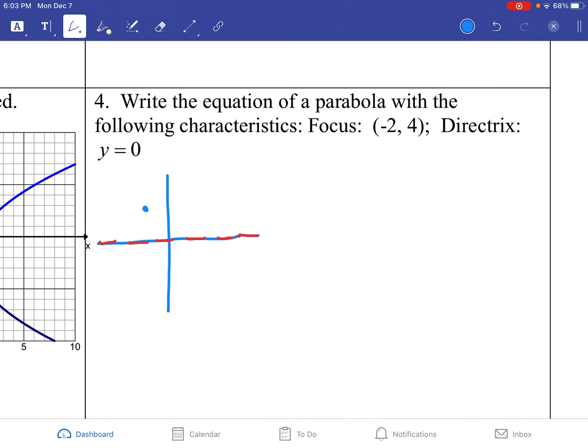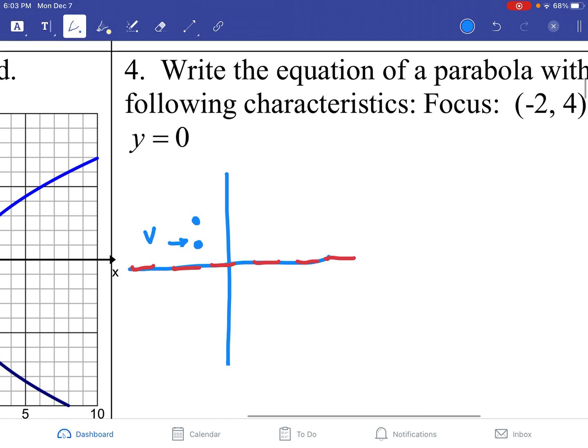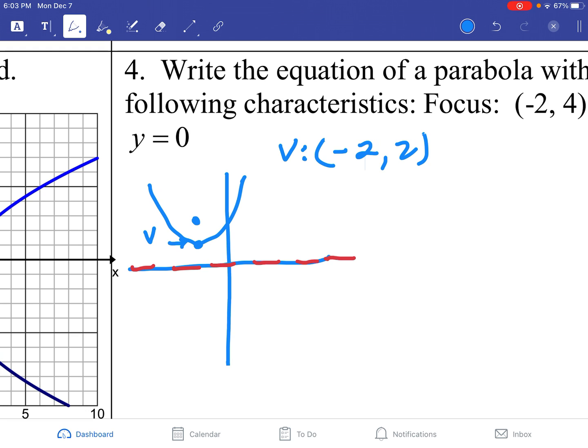That means, since we're given the focus point and the directrix, the vertex is going to be directly between the two of those things. This is the vertex. Okay, so that means it is at negative 2 comma 2. That is the vertex of your parabola. Okay, and since the focus point is above the vertex, we know the graph's going to look something like this. Okay, because that focus point is going to be inside the curve of the parabola.